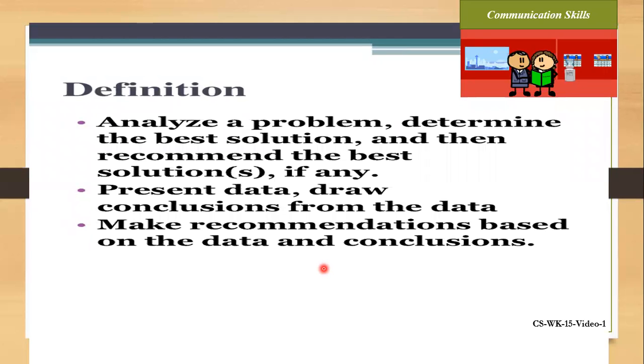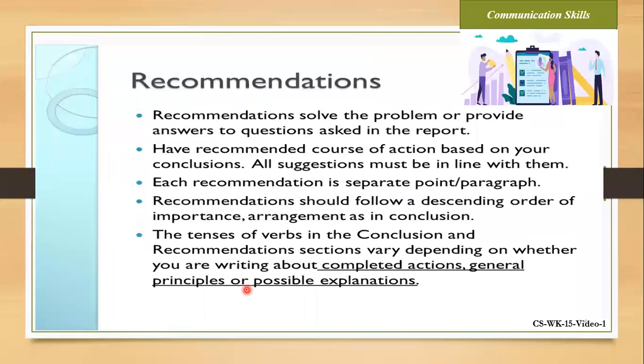Next one is about specific definition. In a recommendation report, we have to analyze a problem, determine the best solution, and then recommend the best solution. So first of all, we have to analyze any problem, like you define a statement of problem. Then you have to find out the alternative solutions, and then find out which one is the best solution, that is the appropriate, recommended solution. So you present the data, draw the conclusion from the data and make recommendation based on the data and conclusion. So it's the general brief definition of the recommendation report. Now let's move onwards, students.